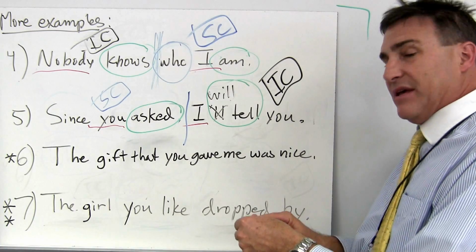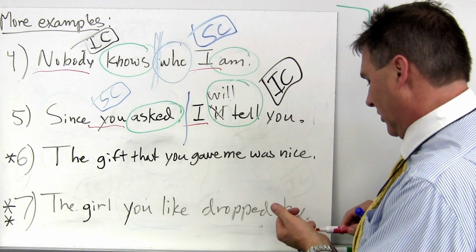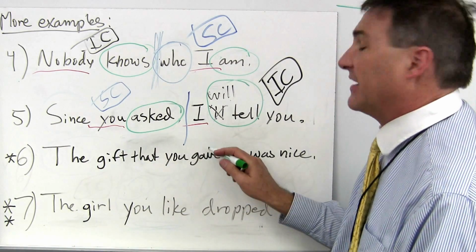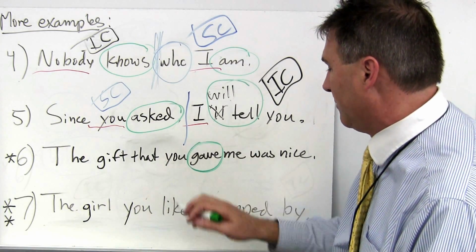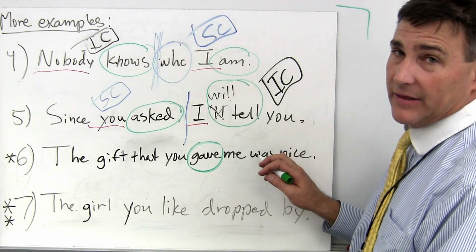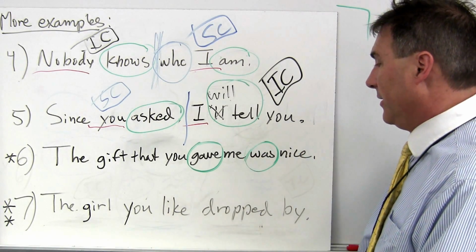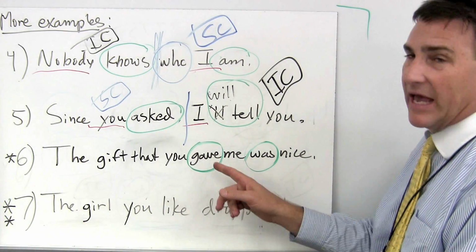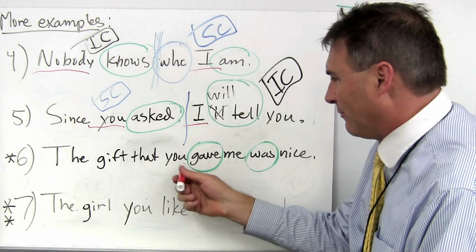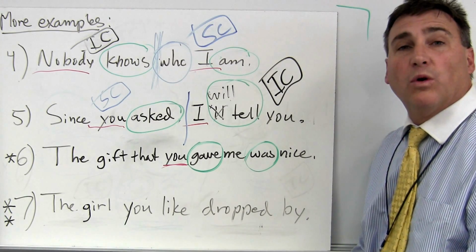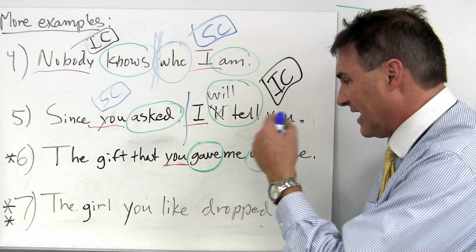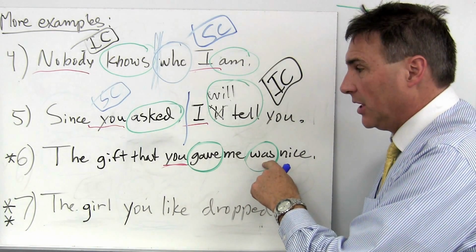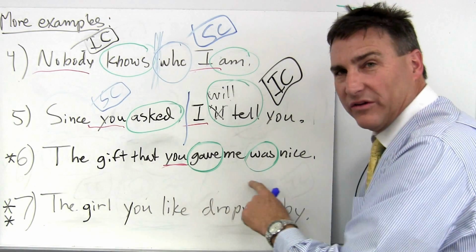The gift that you gave me was nice. Let's look at this closely. Let's find our verbs. The gift that you gave, there we go, gave, past tense of to give, that's a verb. Was, now that's another verb, linking verb to be. Well, where are the subjects though? Okay, who gave me? You gave me, that one's easy. But what was nice? Me was nice? No, that goes with you gave me. What was nice? The gift was nice.